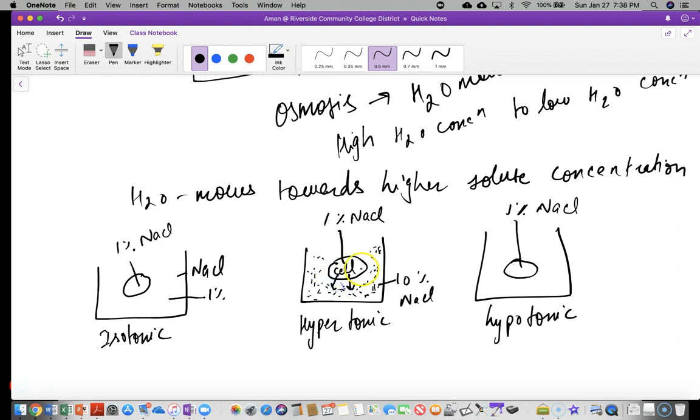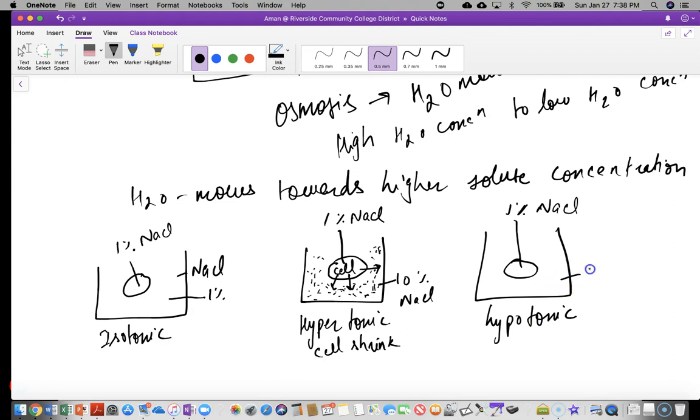You guys see that? Why? Because water inside is at high concentration. Outside there's very little water, so it wants to compensate for that water and it comes outside. So what's going to happen to the cell, guys? The cell will shrink because water came out.